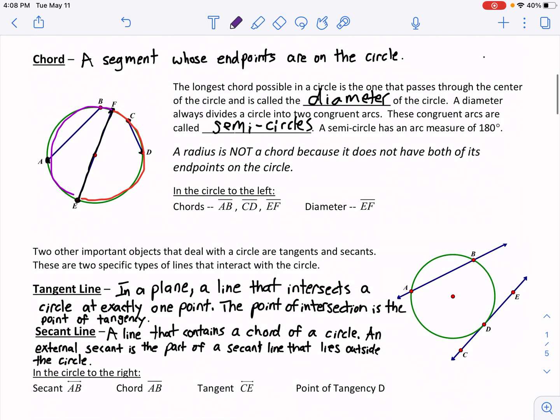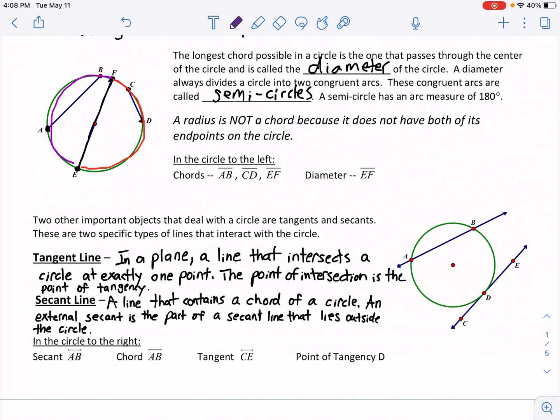Now, it says a radius is not a chord because it does not have both of its endpoints on a circle. So all it's saying there is, the radius only goes from the center out to the edge of the circle. The radius is not a chord, okay? Because in order for it to be a chord, it would have to have its endpoint on the edge, on both edges of the circle here, okay? So both endpoints are on the circle. So our radius does not count as one of our chords here, okay?